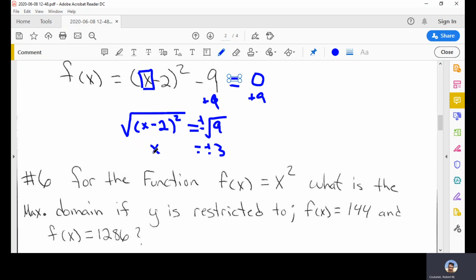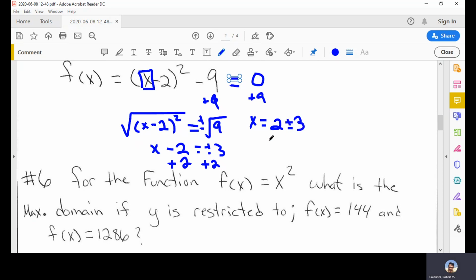And then we have x minus 2. All right, we're almost there. X is almost by itself. What do we have to do? We have to add 2 to both sides. And please be careful. So we have x equals 2 plus or minus 3.